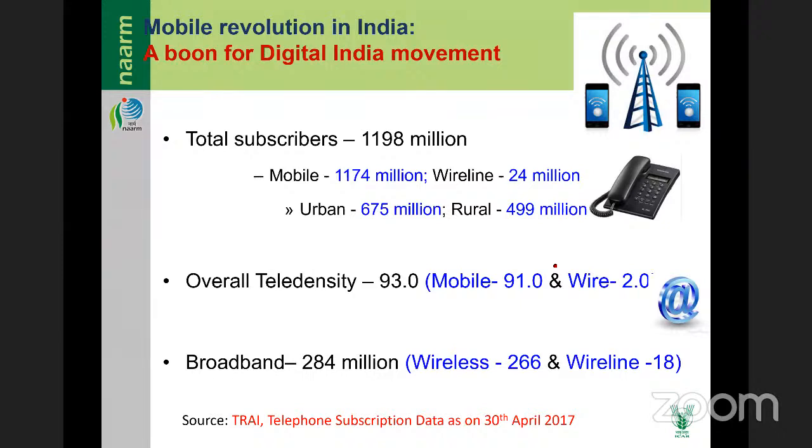Mobile phones and total subscriptions at that time: 1,198 million mobile, 17 million wireline, 24 million urban, 675 million rural, 499 million connections. Overall, now 825.3 million people are using internet connections. Out of almost 1.4 billion, 1.22 billion people are using the internet and mobile telephones to access information.